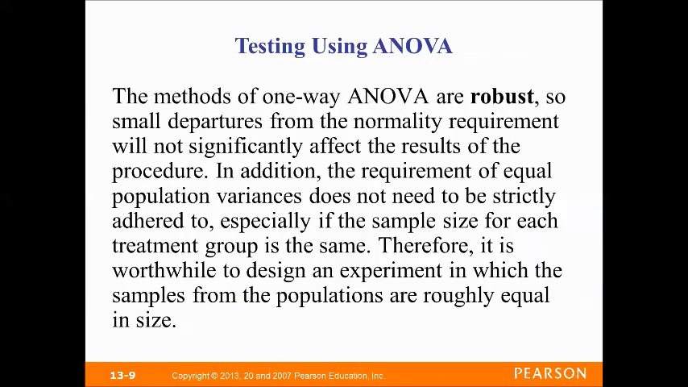The methods for ANOVA are robust, so small departures from normality do not significantly affect the results. In addition, the requirement of equal population variances does not need to be strictly adhered to, especially if the sample size for each treatment group is the same. Therefore, it is worthwhile to design an experiment in which the sample sizes from the populations are roughly equal in size.